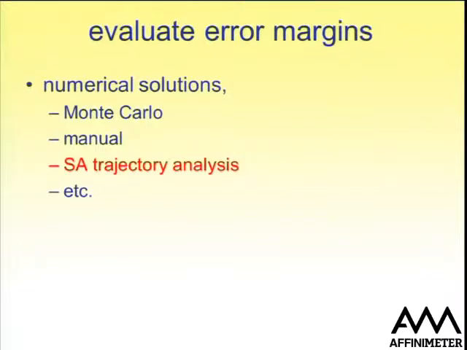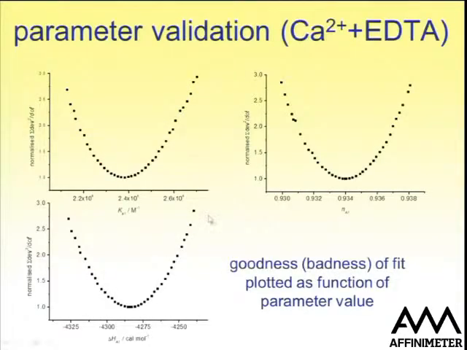The evaluation of error margins is then the last thing that we need to do, and for that we analyze the trajectories of our simulated annealing process. As an example, this is the parameter validation for the standard titration that you will do to test your instrument, your calcium and EDTA titration. We plot a normalized sum of square deviations divided by degrees of freedom as a function of a parameter value. What you should get for normally distributed errors is something that looks like a parabola like this, and everything that is in between the normalized value of 1 and 2, all those parameter values are considered to be within the error margins.